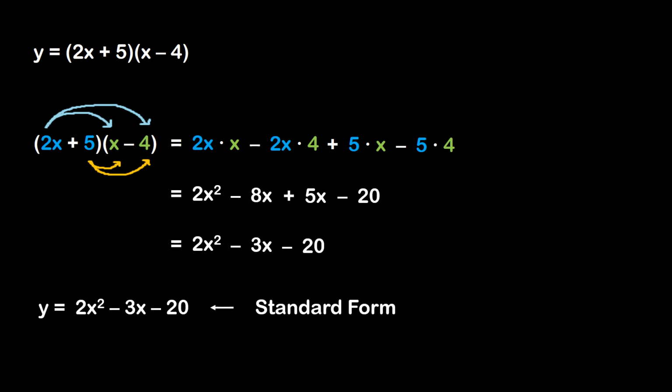So once again, the quadratic equation in this form is the standard form, and the quadratic equation in the previous form was factored form. So we can see that expanding using the FOIL method allowed us to go from the factored form of the quadratic equation to the standard form of the quadratic equation.